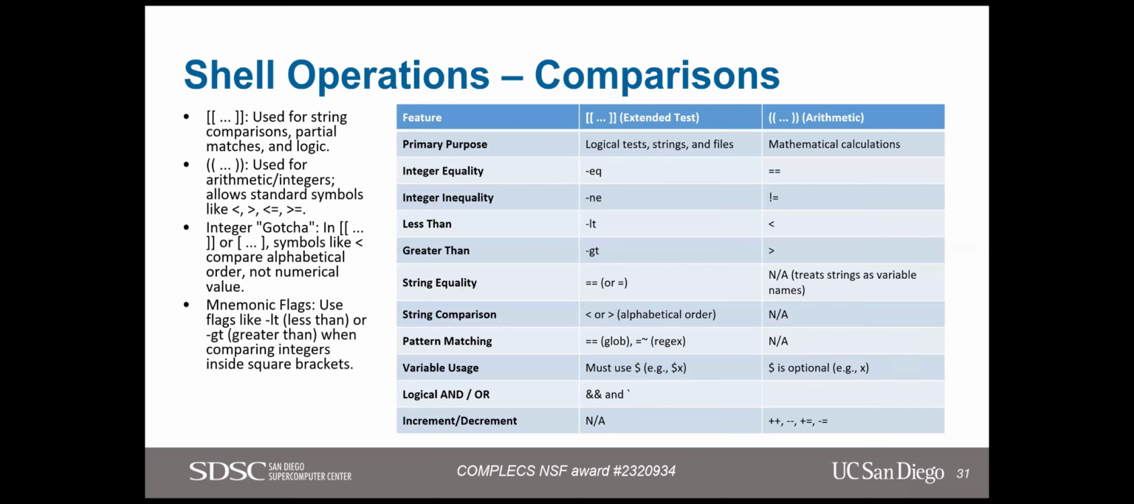So here's a little summary and a cheat sheet of what I went over. This is more for later reference, but in summary, the square brackets are going to be used for string comparisons, partial matches. The rounded brackets are going to be used for arithmetic and integers. The gotcha with the brackets is that the symbols we're using, like less than, greater than, are going to be compared in alphabetical order, not numerical order. But to get around that, if we wanted to use strings, we can use the less than or greater than signs to compare that way.